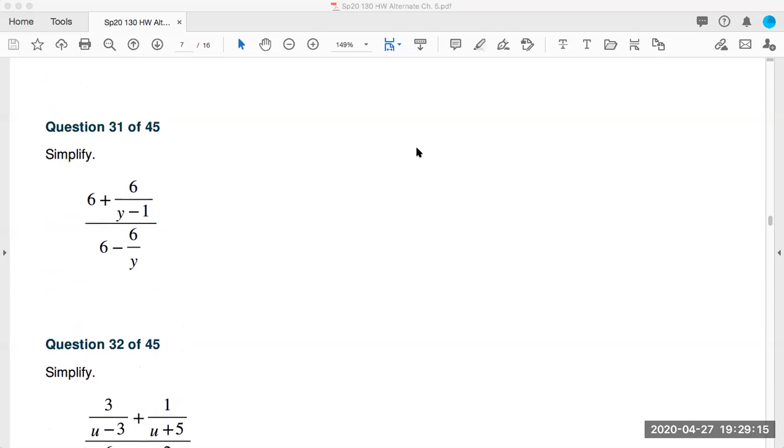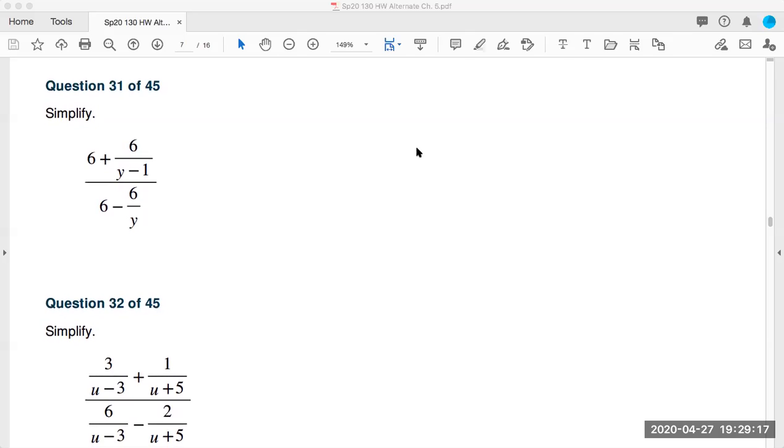All right, so the next one we're going to talk about is number 31, and then I'm going to leave 32 for you guys to practice on your own. I'm going to get into number 33, and that'll be a good place to stop. We'll be done with simplifying rational expressions. In my Zoom tomorrow with my PCC group, I'll cover solving equations involving rational expressions. And then I will get into some word problems as well, and that should wrap up chapter 5.